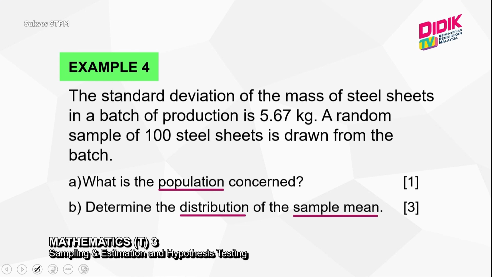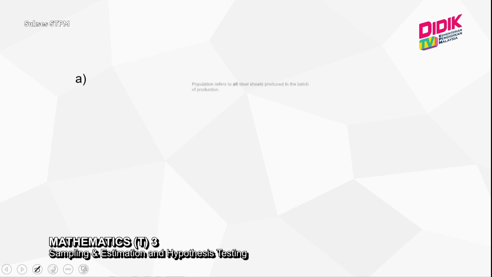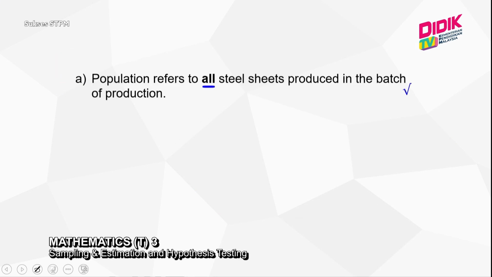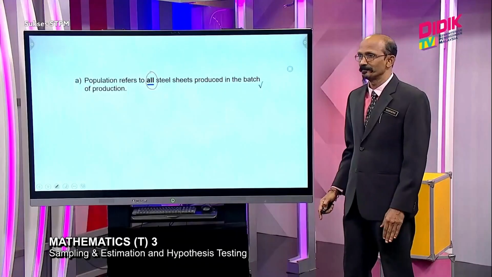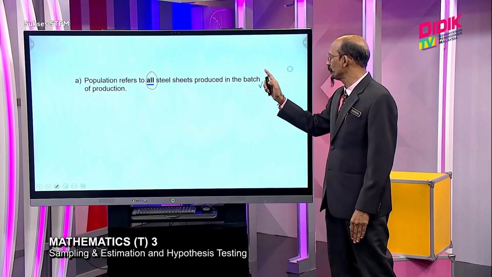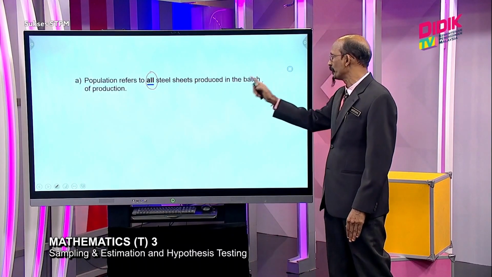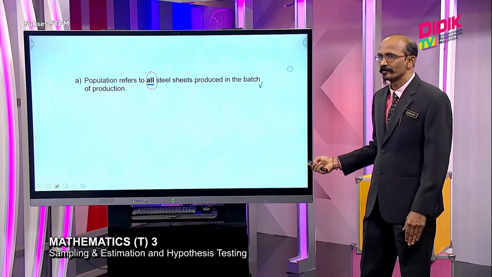So what is the population? As I mentioned earlier, you define it. Population refers to all steel sheets produced in the batch of production. You can only obtain this mark if the word "all" is seen. If there is no "all", you cannot get this mark. If you write that population refers to steel sheets produced in the batch of production, you won't get that 1 mark.